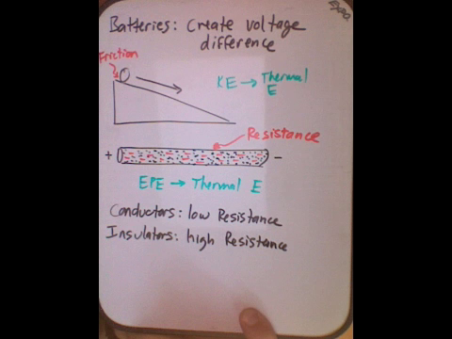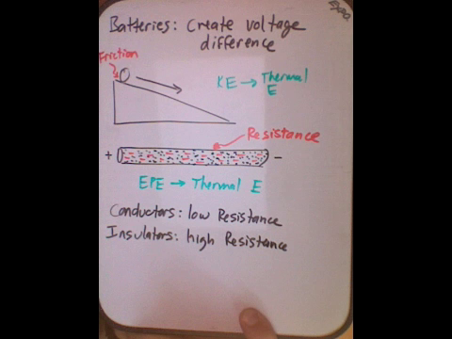So how do we create this electrical hill? Well, batteries are a great way to do that. A battery maintains a voltage difference between two places. A 9-volt battery can guarantee you that the difference between the positive and negative terminals will be 9 volts. And so it is essentially an electrical hill.